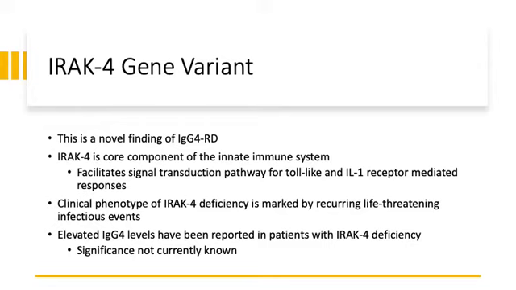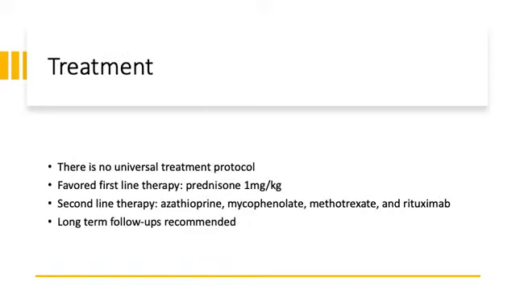It was also noted that elevated IgG4 levels have been reported in patients with IRAK4 deficiency, but the significance is not currently known. There's currently no universal treatment protocol, but the favored first-line therapy is prednisone at 1 milligram per kilogram. A second-line therapy would be azathioprine, mycophenolate, methotrexate, or rituximab. Co-management with an immunologist and long-term follow-ups are highly recommended to monitor for relapses also.